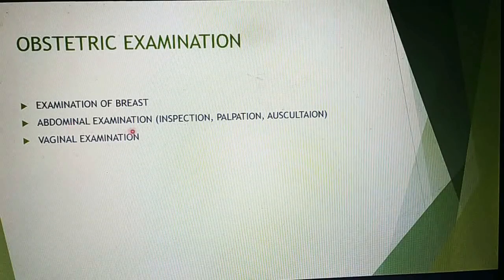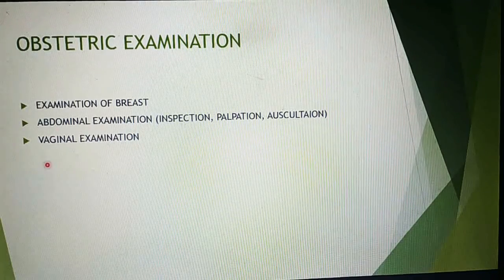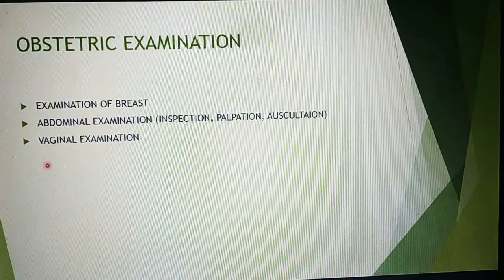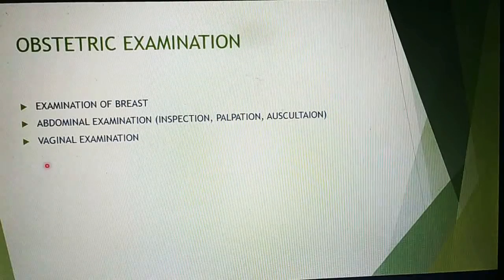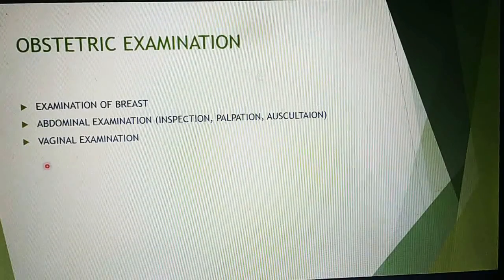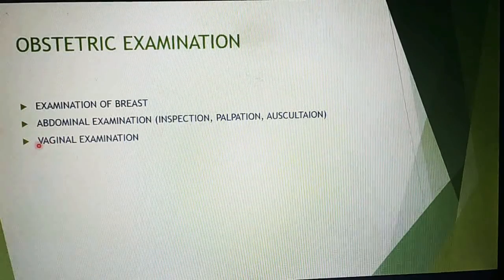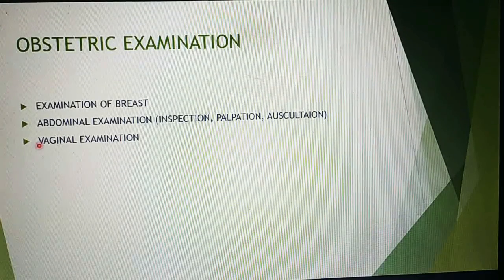Next, abdominal examination and vaginal examination. Vaginal examination, this is also not ordinarily done. So vaginal examination is not usually done. Sometimes in case of vaginal examination, only inspection of the vulvar perineum is done.